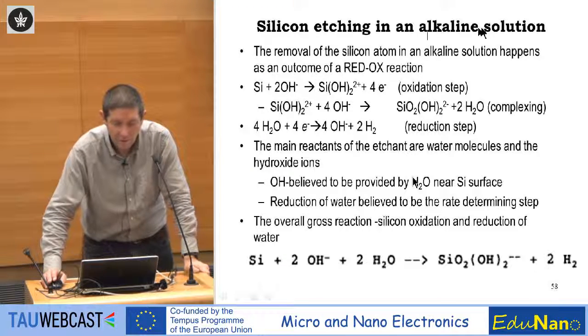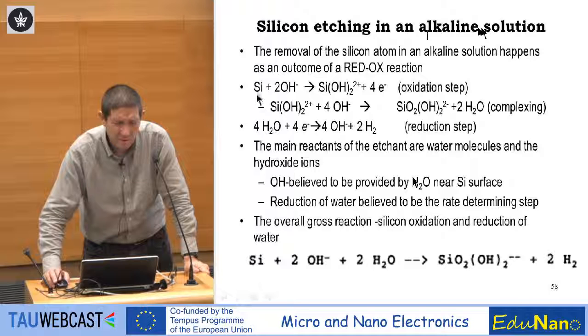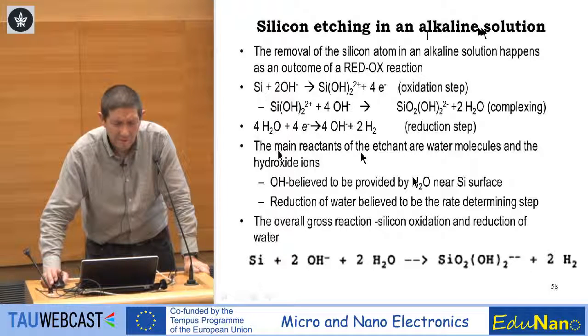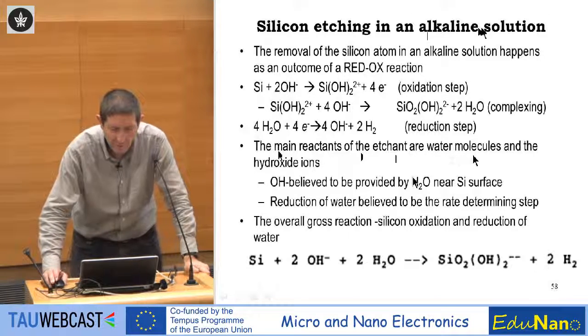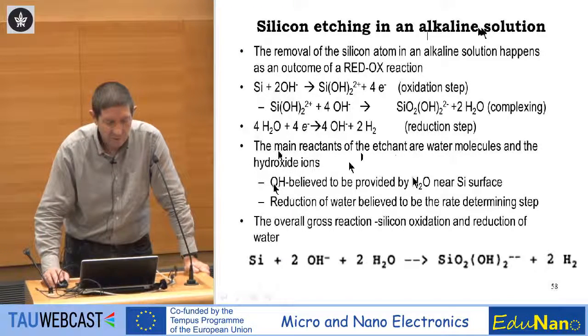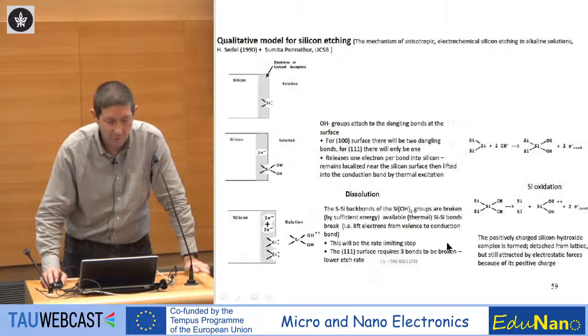This is silicon etching in an alkaline solution, which is typically an oxidation stage. Silicon plus 2OH makes this silicon hydroxide. And then we have the reduction stage where we're reducing the water to hydroxide. The main reactants of the etchants are water molecules and the hydroxide ions. OH is believed to be provided by the water near the silicon surface. Reduction of water is believed to be the rate-determining step. The overall gross silicon oxidation and reduction is like silicon plus 2 hydroxides plus water. You make this material which is soluble.